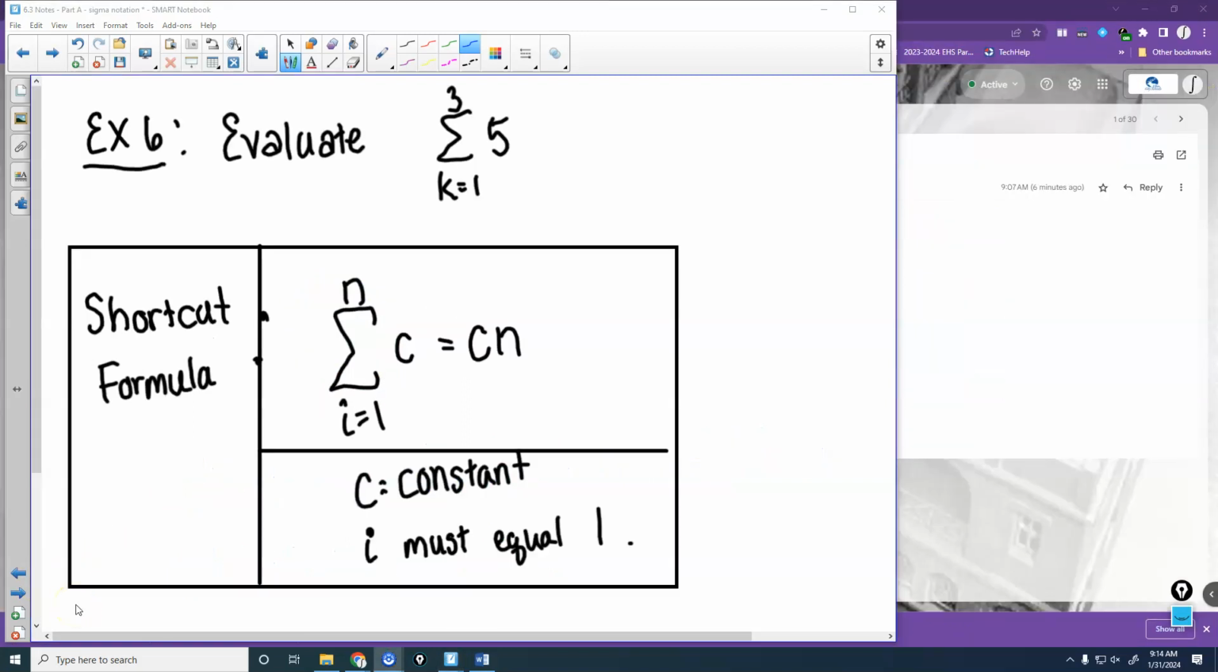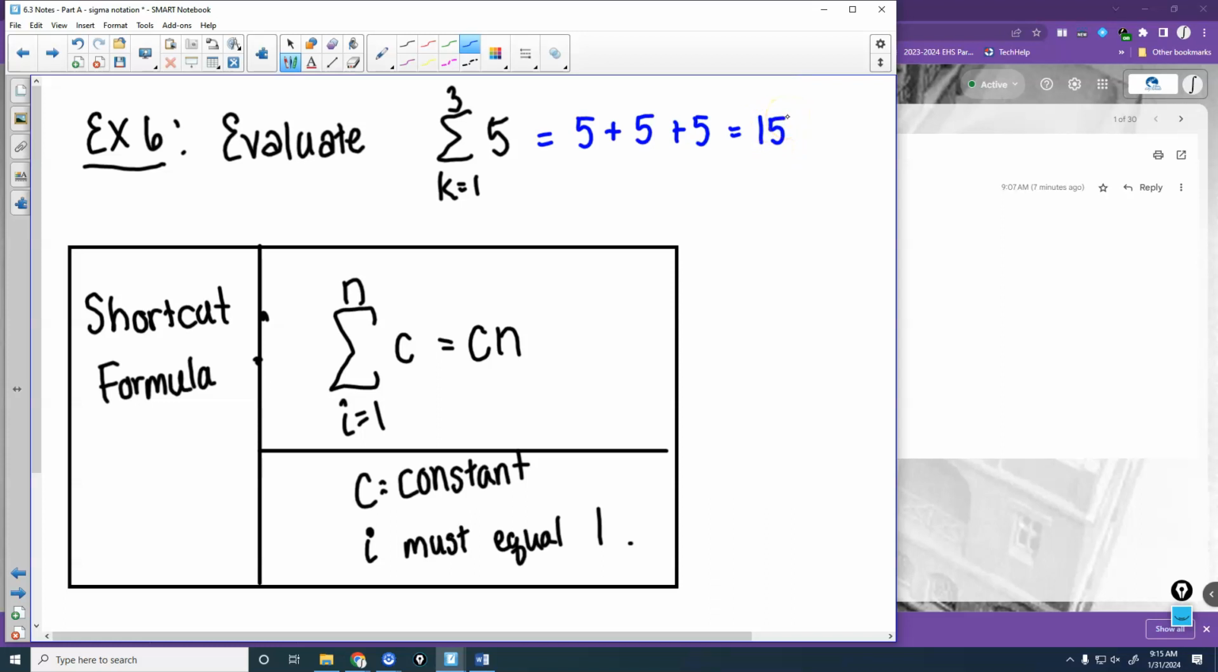Okay, moving on to example 6. Example 6 is a weird question. It asks us to do the sum from 1 to 3 of 5, but there is no variable there. So when we plug in 1, we will get 5. When we plug in 2, we will get 5 again. And when we plug in 3, we will get 5 again. So we will get 15 for that.